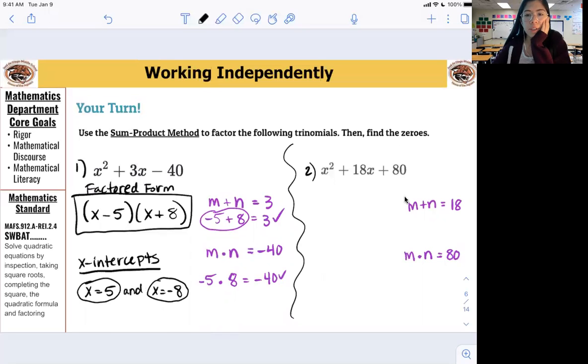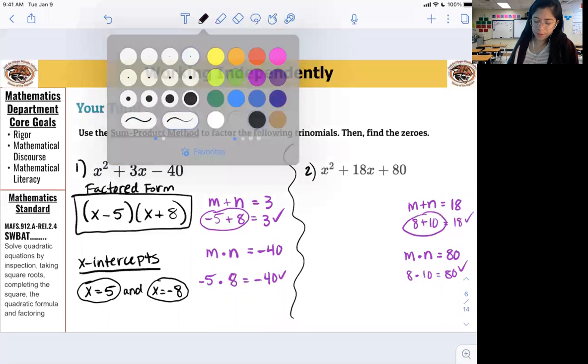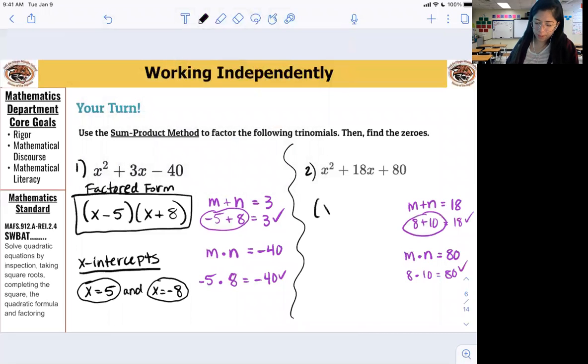Okay. How about number 2? Which two numbers add up to positive 18 and multiply to make positive 80? Eight and 10. Positive 8, positive 10. That adds up to 18, multiplies to make 80. That one was a little bit easier, I think, because both of them were positive numbers. My factored form is x plus 8 and x plus 10.